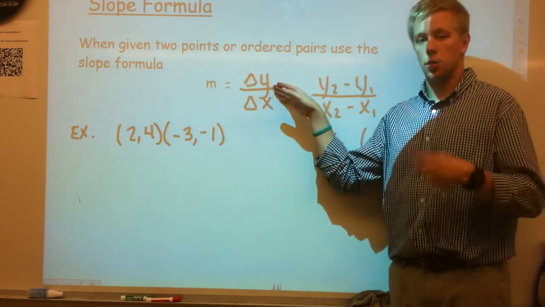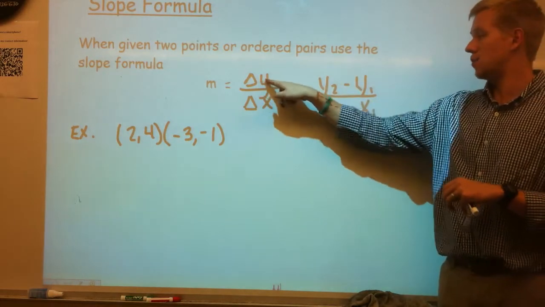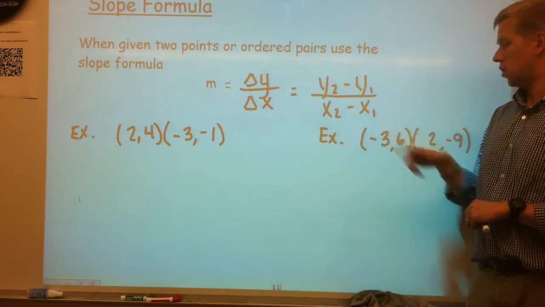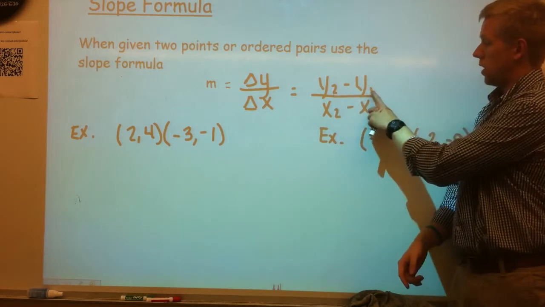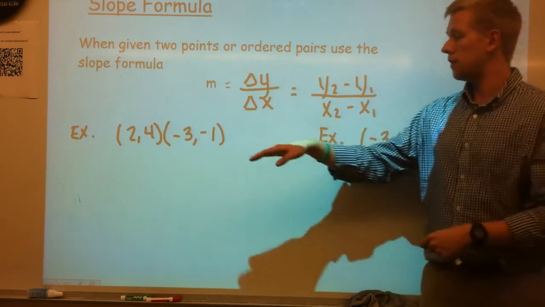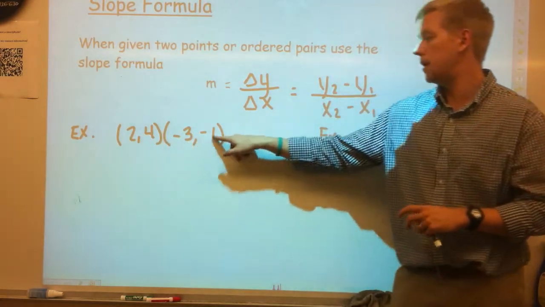What that means to us when given 2 points, we have y2 minus y1, that's the change in y, divided by x2 minus x1. Okay? So we're given 2 points, that's why we have a y2 and a y1 and an x2 and an x1. What that means to us, if we're given this example, we're given 2 ordered pairs, (2, 4) and (-3, -1).